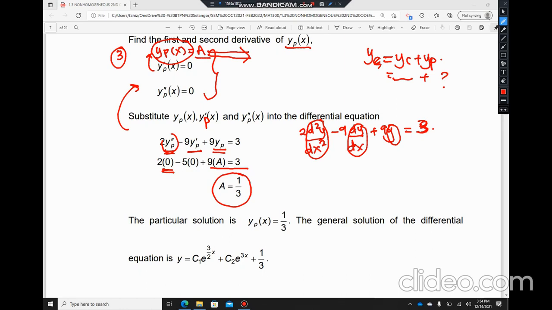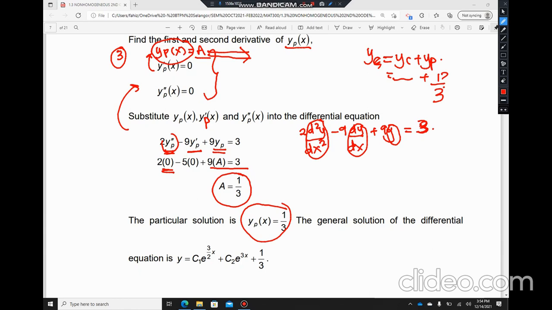So when you solve this equation, you get 9A equals 3 and A equals 1 over 3. So your particular solution is Yp(x) equals 1 over 3. So kat sini dapat 1 over 3. The general solution of the differential equation is y equals C1 e^(3/2 x) plus C2 e^(3x) plus 1 over 3.